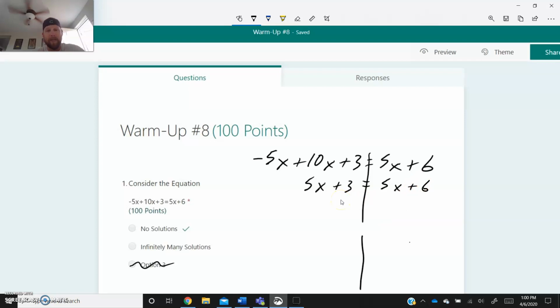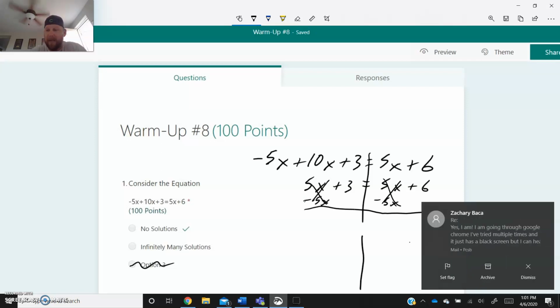So the first thing I'm going to end up moving, I'm going to combine my x's because usually when I do that, it just makes life easier. I'm going to minus a 5x, minus a 5x. I'm going to draw a little line just so I know I performed an operation. These cancel out, these cancel out, and the 3 comes down.